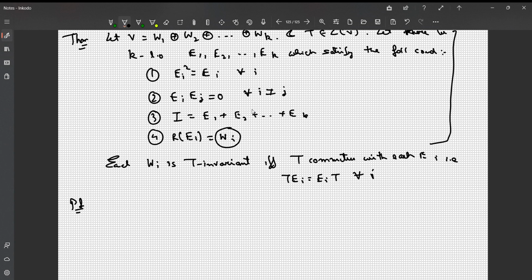Okay, let's start with the proof of it. The proof is fairly simple. We need to show that Wi is T invariant, provided that T commutes with Pz. So let us start with that first.